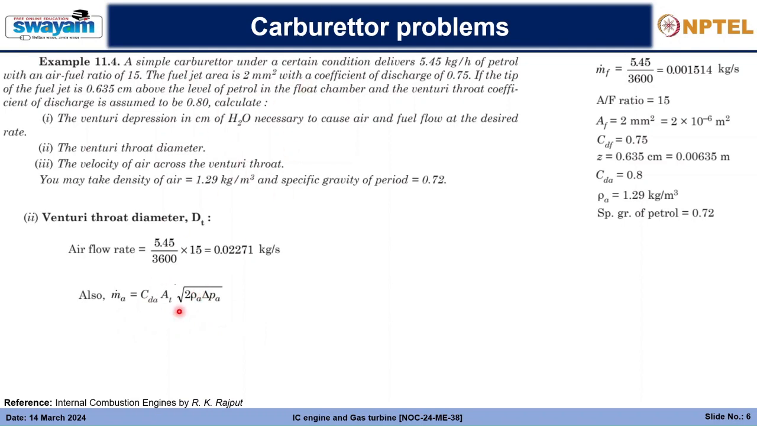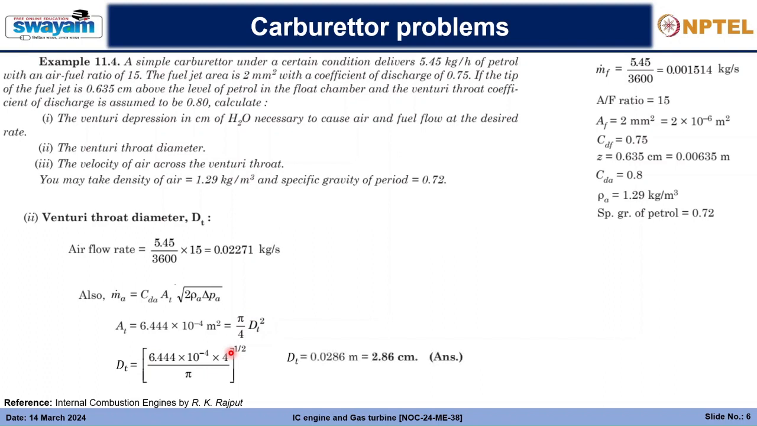Since the temperature is not given, we will use the approximate analysis, and we do not need the temperature out here. Finally, we will solve for the area of the throat, because everything else is known right now, and we will substitute the area of throat with pi by 4 dt square. So dt is the diameter of the throat, and we solve for the dt value, and we will get dt to be 2.86 centimeter. So that is the throat diameter.